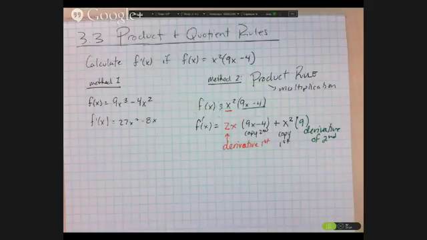No, we're not integrating. We're driving so hard.